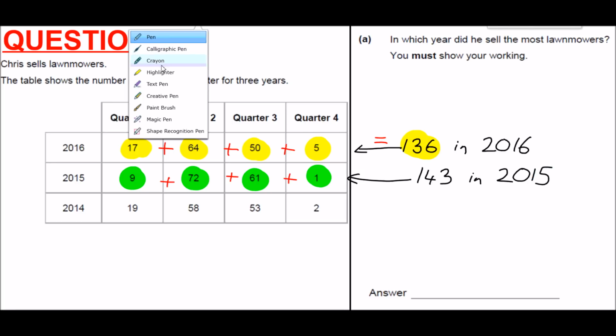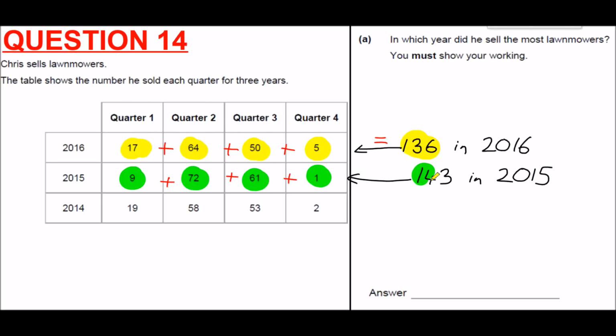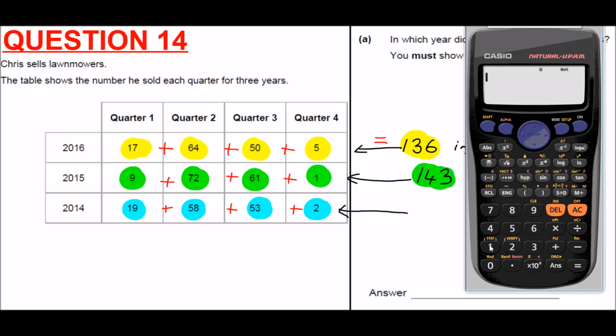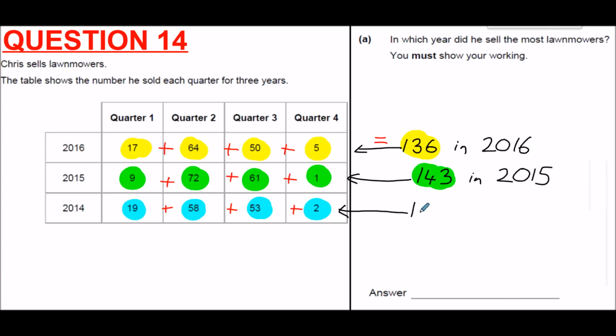And then we just need to do the same thing for 2014. So add them all together. We've got 19, 58, 53 and 2 to add up. So if we add up all these and see what we get, then we'll have our final answer one way or another. So 19 plus 58 plus 53 plus 2 comes to a combined total of 132 in the year 2014.